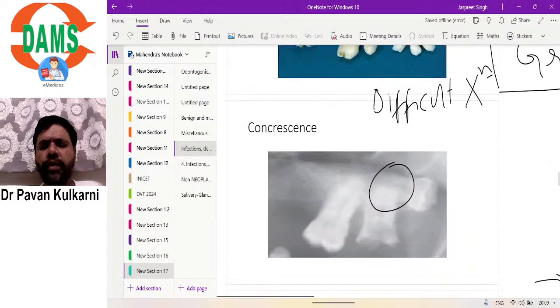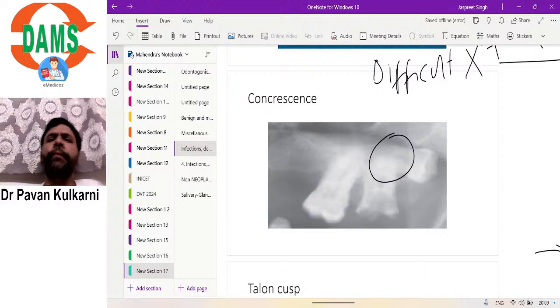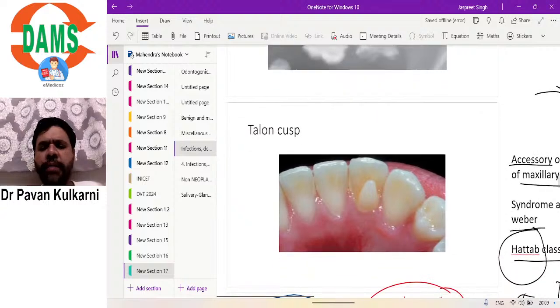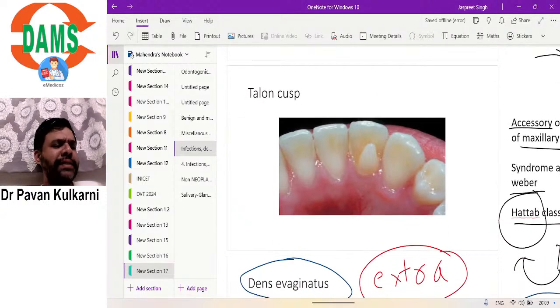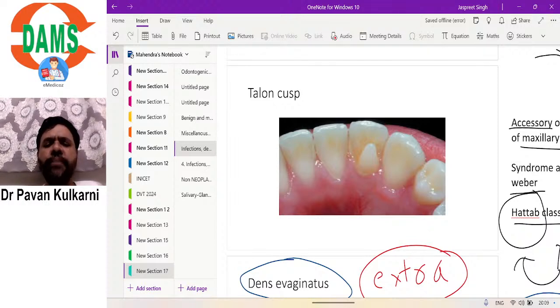Now this is another radiograph to show the concrescence. We have to remember that concrescence typically affects the maxillary molars. Okay, this is an image of Talon's cusp. Talon's cusp is one particular condition where you will see an extra cusp on the lingual surface of the tooth. Usually you will see this on the maxillary lateral incisors. This is an extra cusp.